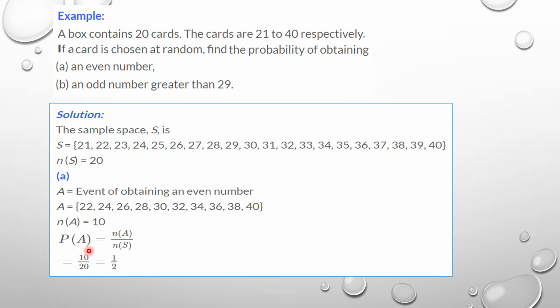Next, the first event is getting an even number. So the even numbers from the sample space will be 22, 24, 26 and so on until 40. So altogether the number of event A, n(A), equals 10. Now you may calculate the probability. That will be probability of event A equals number of event A, that is 10, over number of sample space, that is 20. So simplify this, you get 1 over 2.